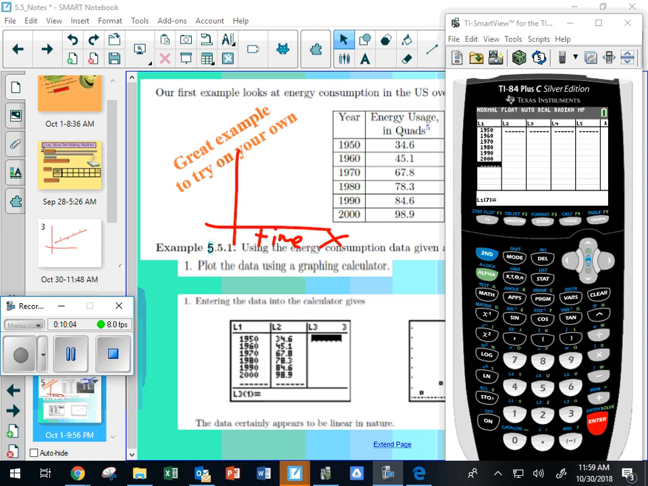So check your list, make sure you did it right, and then go over and do the energy usage in your L2. So 34.6 here, etc. I'm going to pause for a second while I answer. Okay, got all your data in?